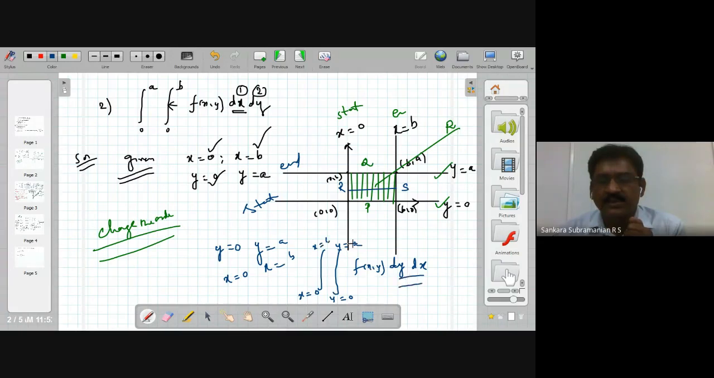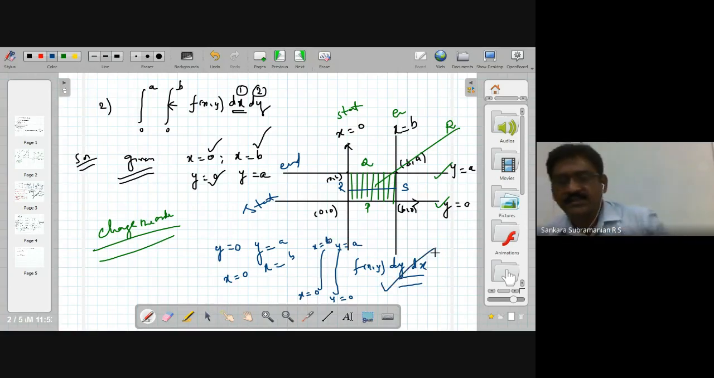So this is the change of order of integration. For constant limits, here you see 0 to a, 0 to b, or you can take 0 to b, 0 to a. The value will not change. This is changing the order of integration for constant limits.